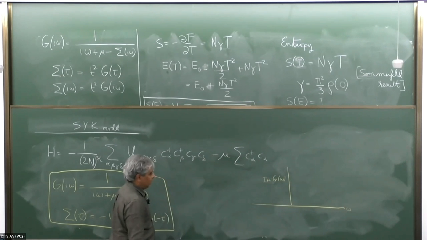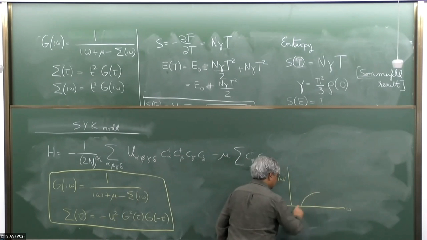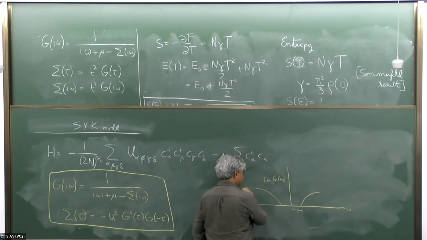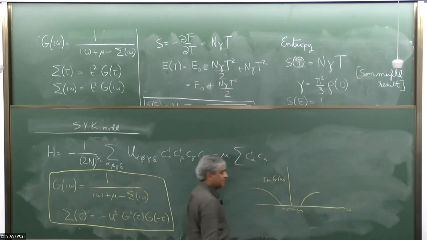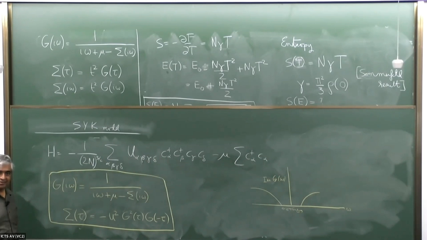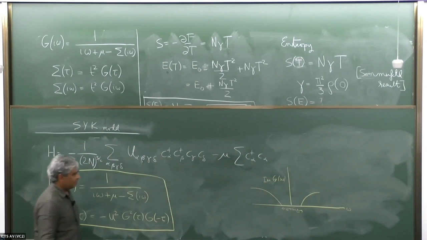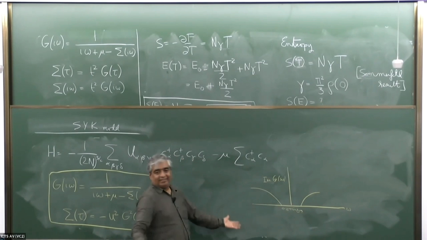So one guess you might make is that there is a gap. There's some gap here where it's zero. That means there are no excitations, either particle-like or hole-like, near zero energy. So that's one guess you might make: the imaginary part of G of omega has a gap, let's say. Can you find such a solution?